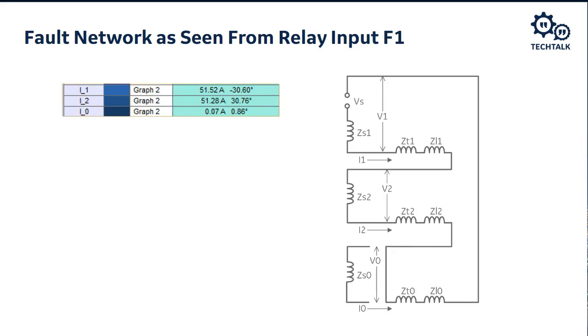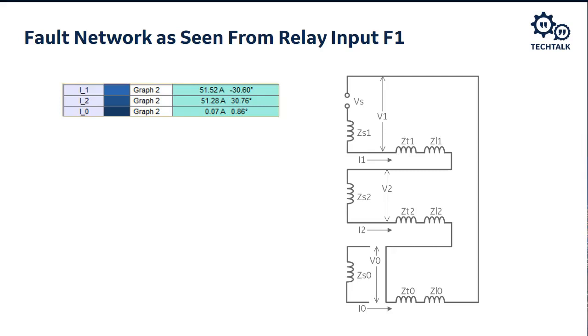So what I expect to see from that, if my metering location on the primary is right there, is I expect to see I1, I expect to see I2 equal to it, and I don't expect to see any I0. And that's what I see there. I1 and I2 are equal magnitude.